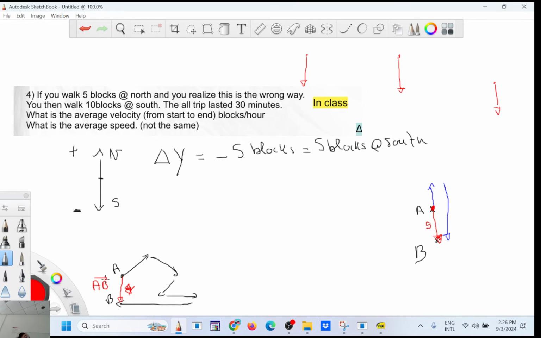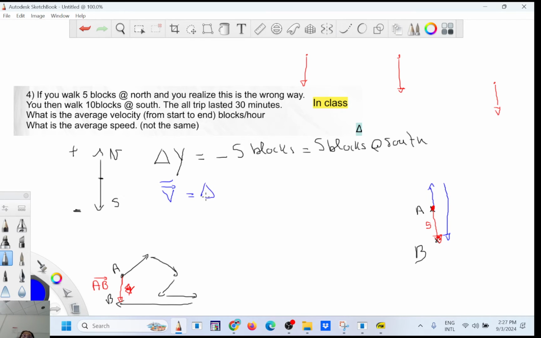Okay? So if in your textbook or if you have an introduction to physics, you know, they always talk about vectors. So let's go back to our business here. What is the average velocity? So it's going to be negative 10 blocks per hour. Very good.